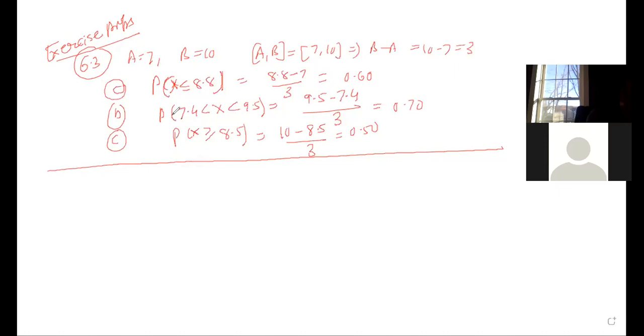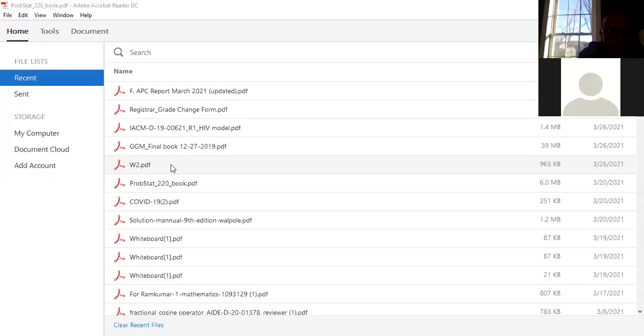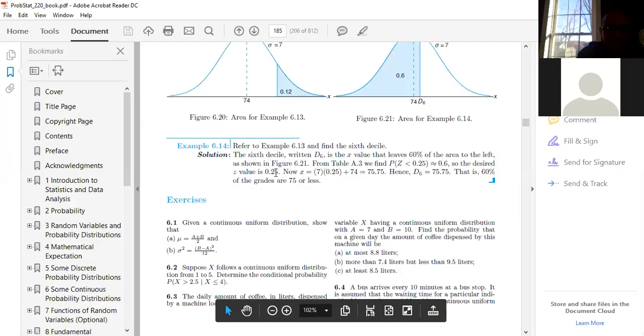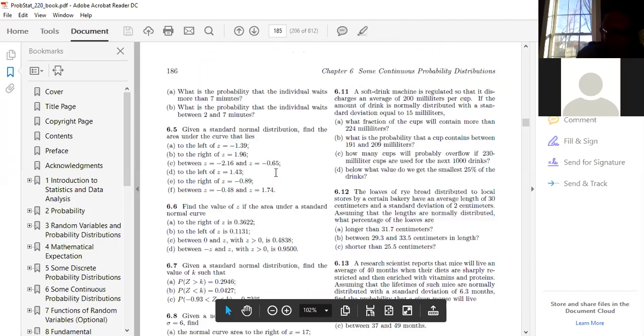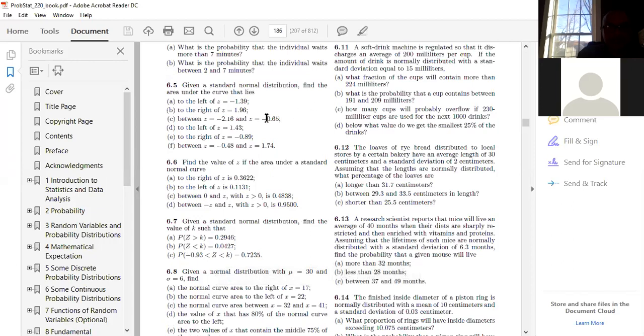My next example, I don't think you require any kind of help for this one, but again, let me just go to the book. And the book says, where is my book? Okay, so my book says my next example is, you can go for example 6.5, but here you are simply using the table.